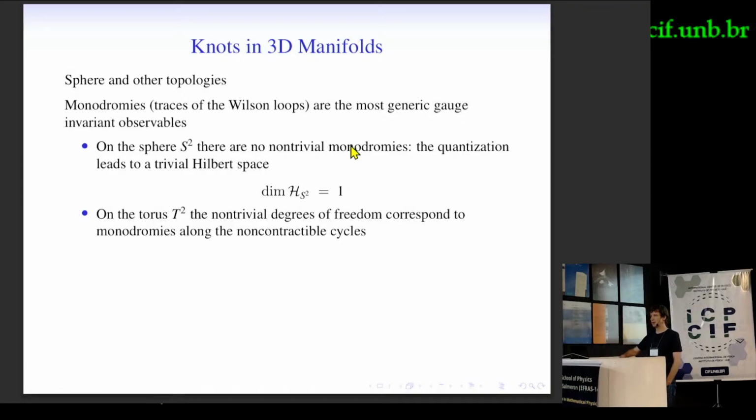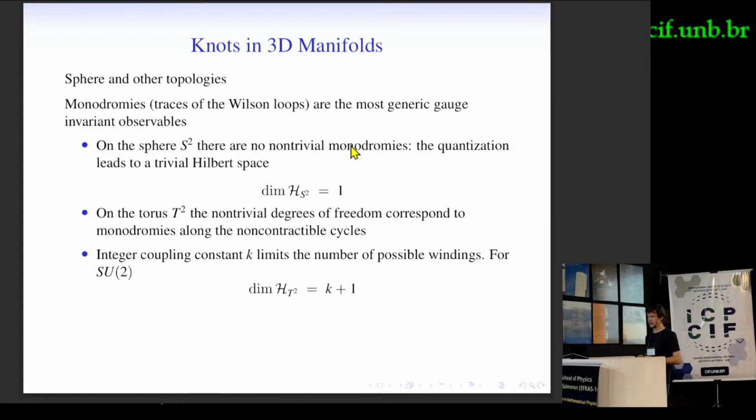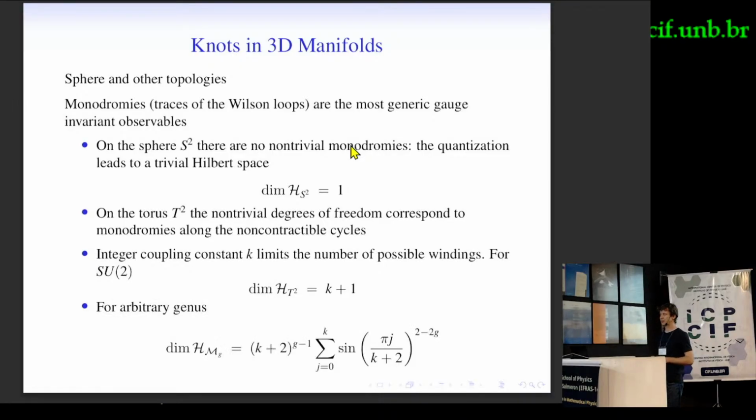So you can just take a Wilson line which winds around non-trivial cycles of the torus. And then you can do it several times in one direction. And on the quantum level, the number of independent degrees of freedom will also be limited by the parameter k. So the dimension of the Hilbert space, the number of independent degrees of freedom, will be k plus 1. And the formula for a generic genus surface, a two-dimensional surface, is given by this formula.